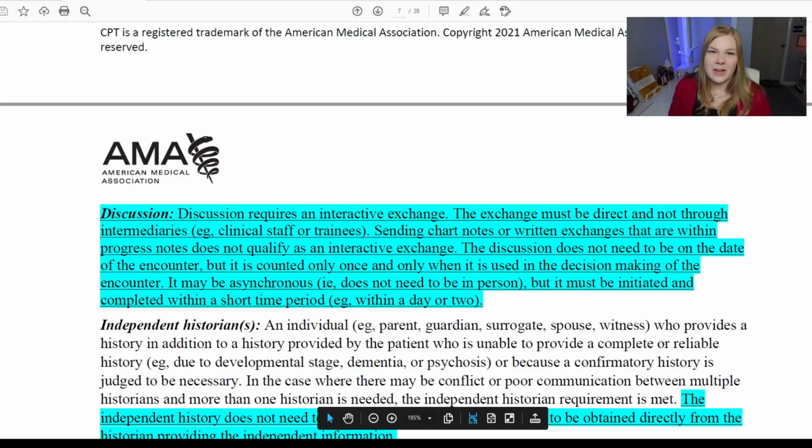So the provider can't just document, sent email to Dr. X about patient, period. It would have to elaborate that there was some indication that they received a response back, that they had the interactive discussion, and why they had that and what impact it had on that medical decision making and that patient's condition on that encounter.